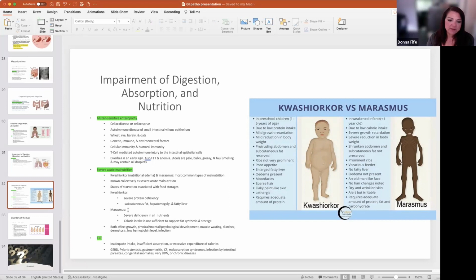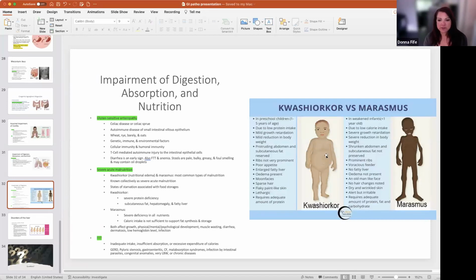Now with marasmus, this is a severe deficiency in all nutrients as compared to kwashiorkor, where it's a protein deficiency. Marasmus, deficiency in all nutrients. Caloric intake is not sufficient to support fat synthesis and storage. So both of these affect growth, physical, mental, psychological development. There's muscle wasting, diarrhea, dermatosis, low hemoglobin level, and risk for infection.